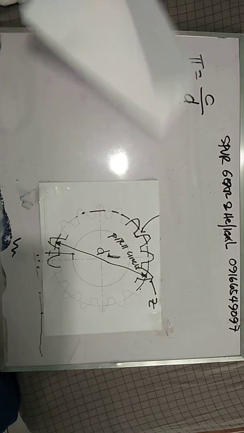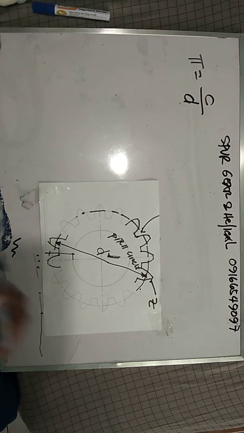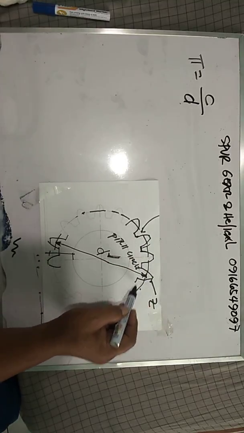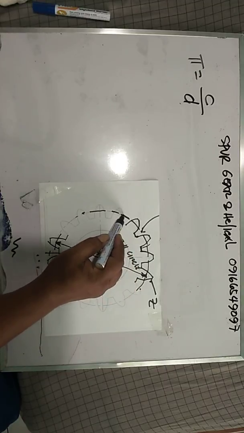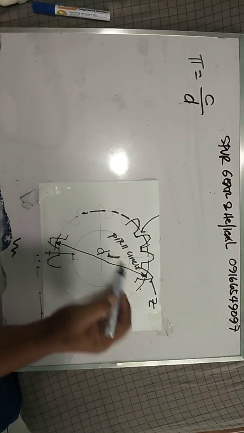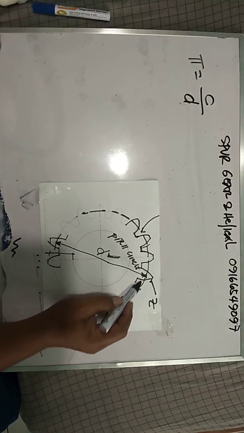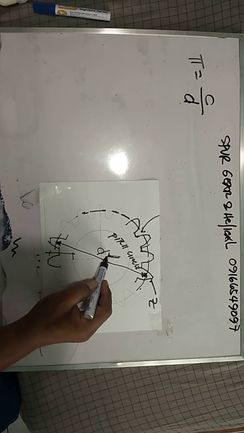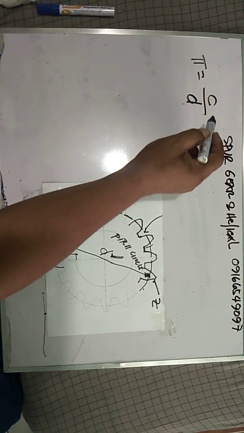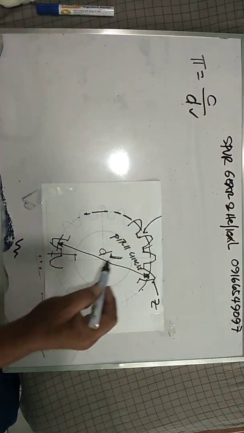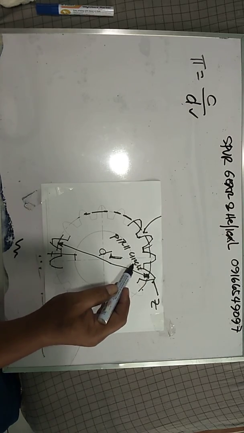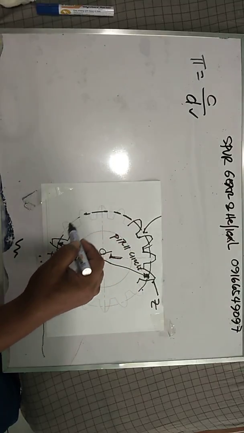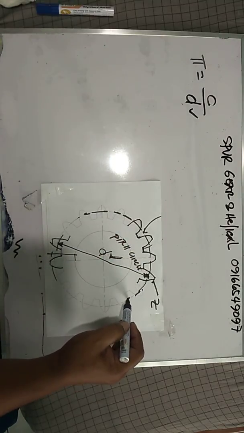We have this spur gear, which has teeth, and this line is called the pitch circle. The distance between the pitch circle to the other side is called the diameter. In relation with this formula, the diameter is this one, and the circumference is this one, the pitch circle.